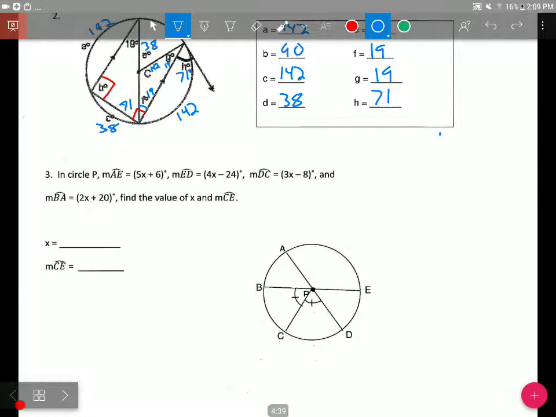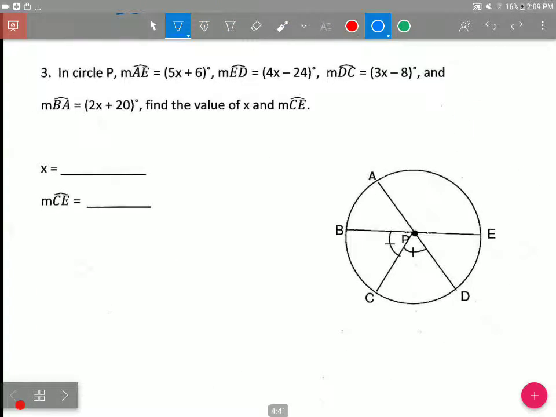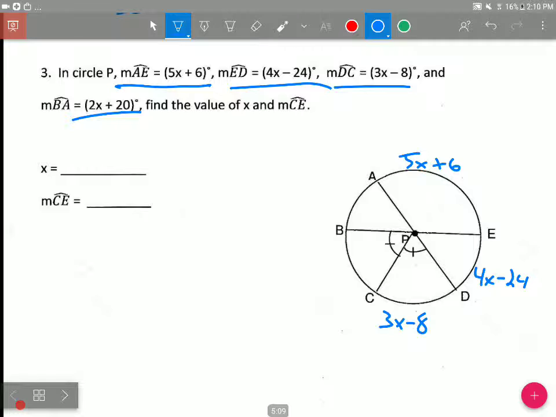All right, last one. We'll knock this one out real fast, and then we'll stop the video. So arc AE is 5x plus 6. ED is 4x minus 24. And my thing is wobbling like crazy. I got to fix that before it drives me crazy. I can already see how to get x. DC is 3x minus 8. And arc BA is 2x plus 20.